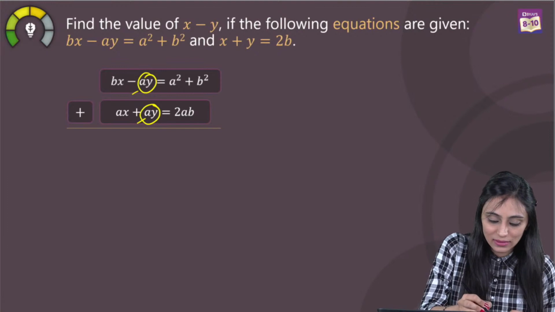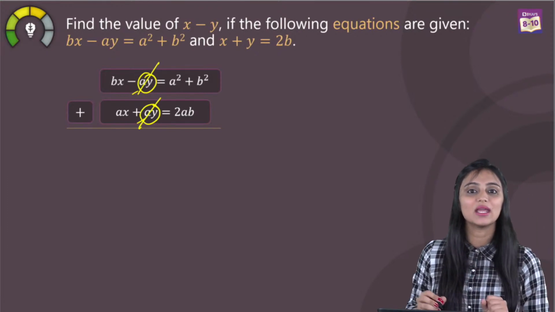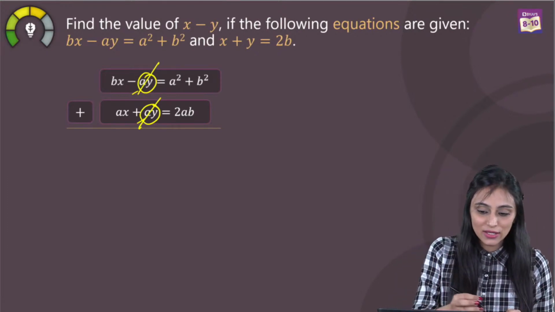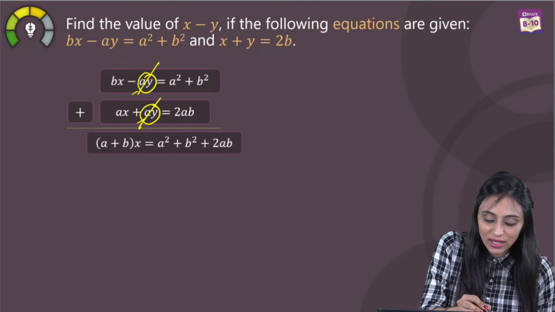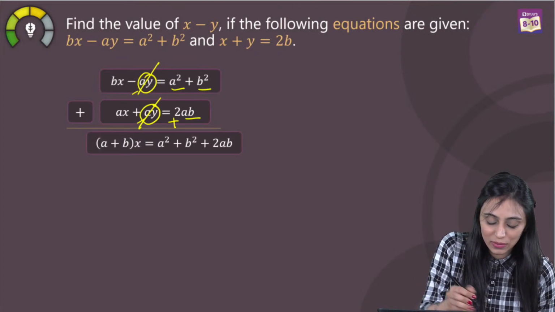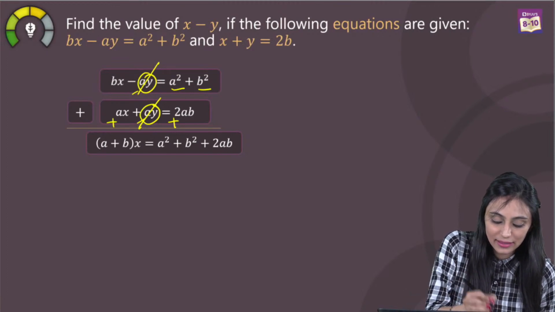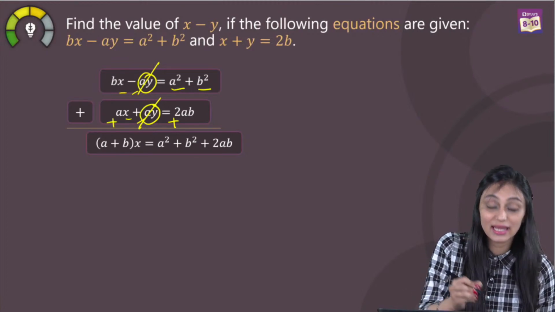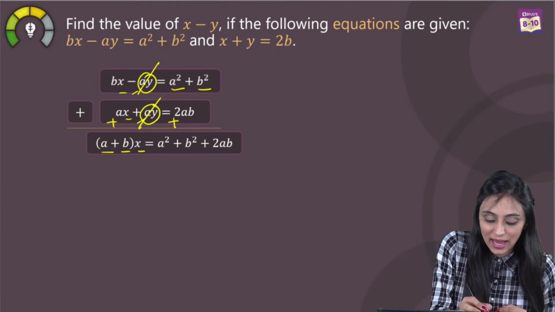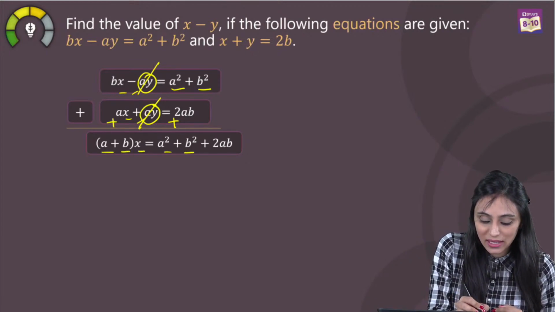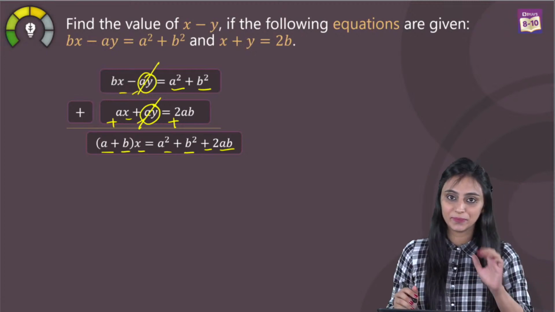Once I add them up, this minus ay plus ay will get cancelled out. And here we have bx and ax, which will get added up. And here we have a square plus b square plus 2ab, correct? So this bx plus ax, if I take x common from here, I'll have (a plus b)x is equal to a square plus b square plus 2ab, correct?